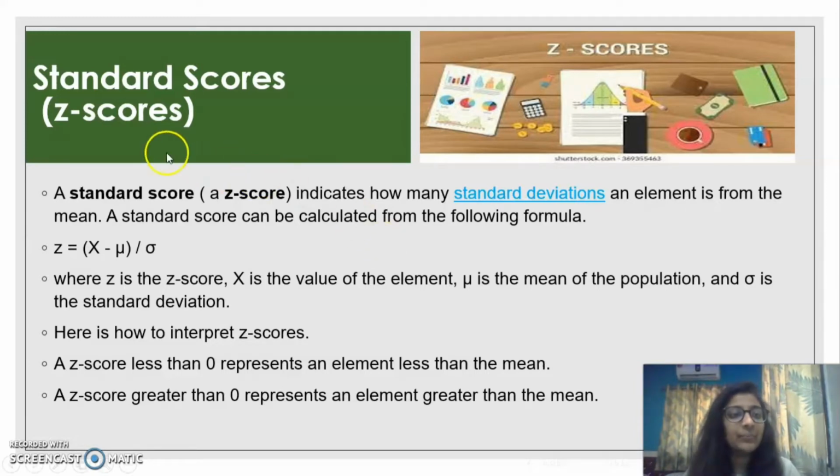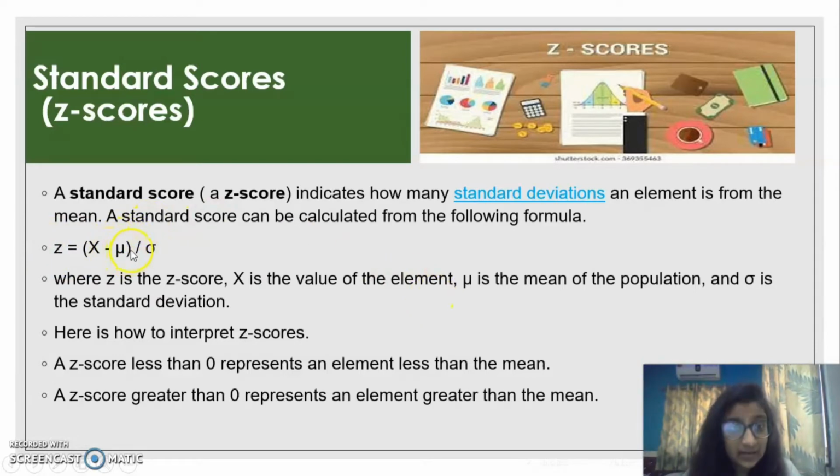So a particular formula is there for that. You do not have to invest your time in deriving it. You just have to look at this formula where Z equals, which means standard score equals, X will be your value of element.